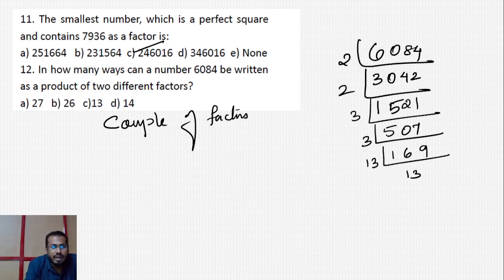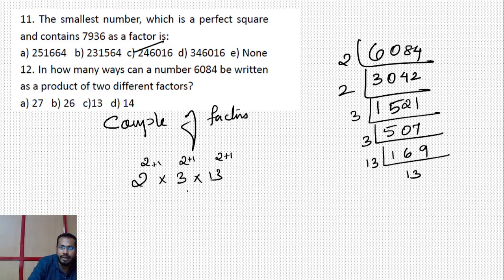Now, what we need is a couple of factors. So 2 into 3 into 13. So 2 had 2 times, 3 2 times, 13 2 times. So add 1 to each of these. So 3 into 3 into 3. 3 3s are 3 cube, which is 27. That's the right answer.